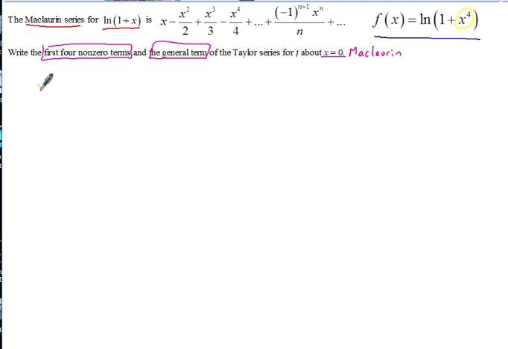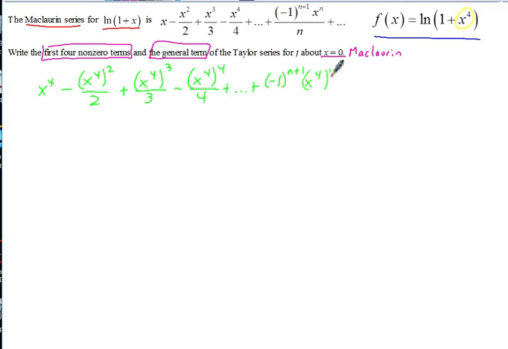Wherever there's an x, it gets replaced by x to the fourth. So we'll have x to the fourth in place of that x, minus x to the fourth squared in place of this x, divided by 2, plus x to the fourth cubed over 3, minus x to the fourth over 4, plus, and then negative 1 to the n plus 1, x to the fourth to the n over n. And then we can just simplify that a little bit.